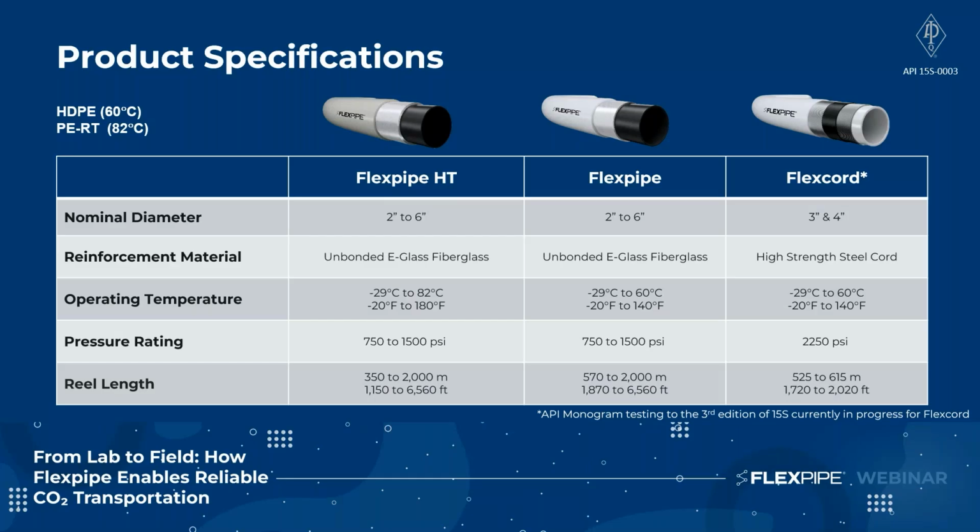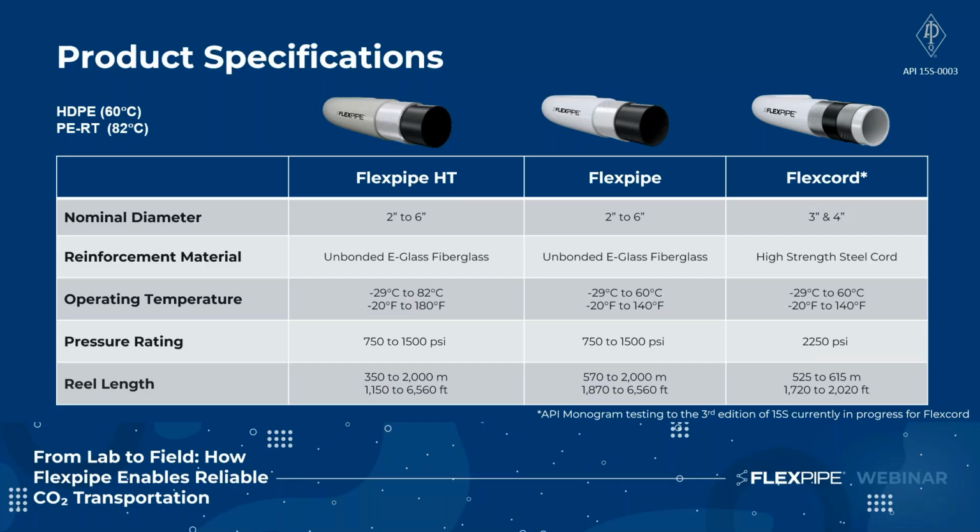The thermoplastic liner. The liner serves as the innermost layer, providing a smooth, chemically resistant barrier that is in direct contact with the conveyed fluid, whether it's gas, liquid, or emulsion. In Flexpipe HT, we use PERT, or polyethylene raised temperature, for the liner because it offers a higher maximum operating temperature. In Flexpipe and FlexCord products, we use high density polyethylene, or HDPE, for this layer.